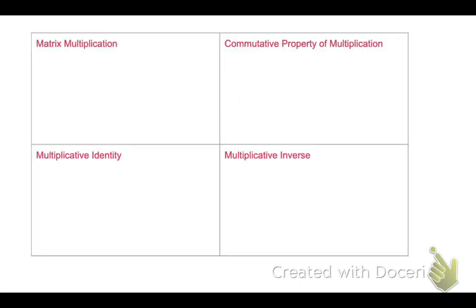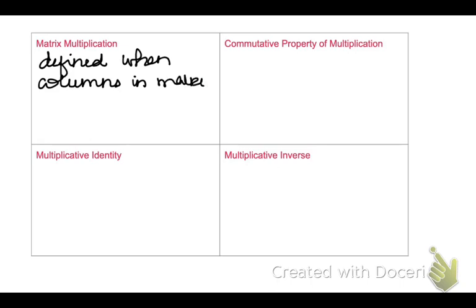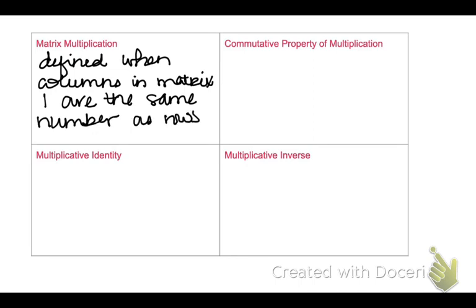So as we talked about with addition, we do have some rules that we have to think about and follow for matrix multiplication. So matrix multiplication is only defined when the columns in matrix 1 are the same number as the rows in matrix 2.